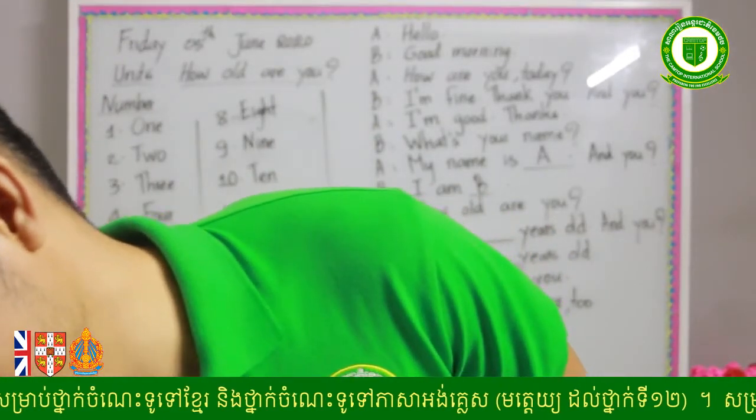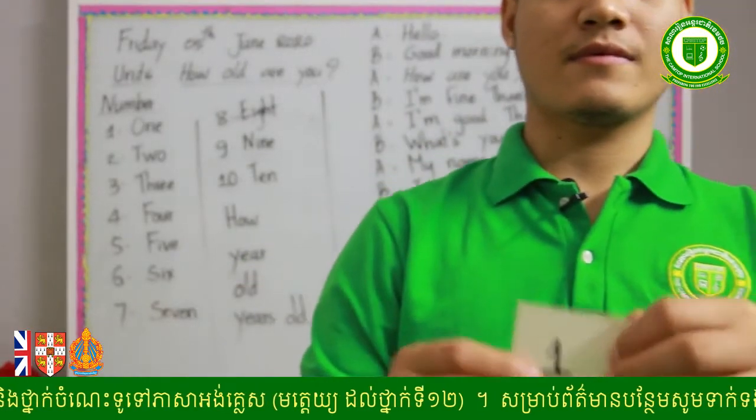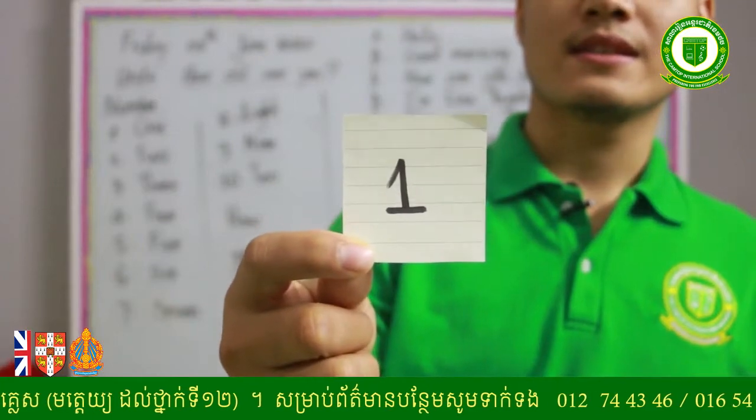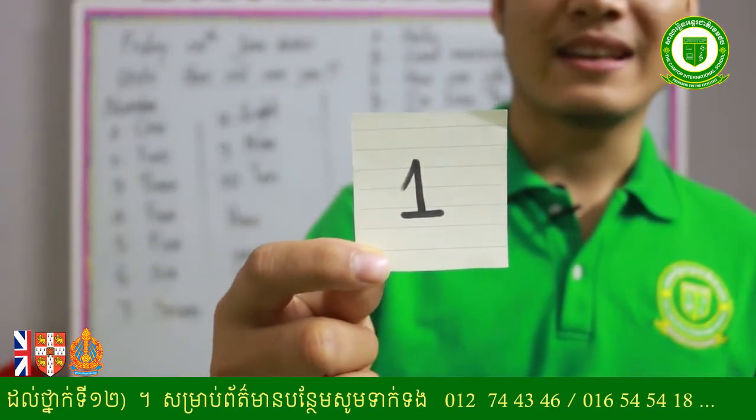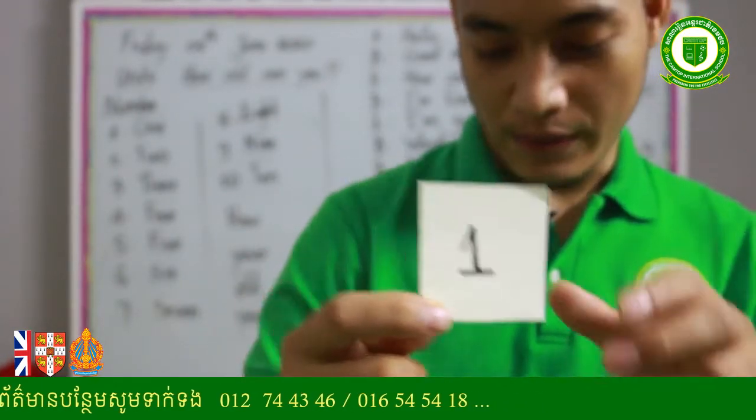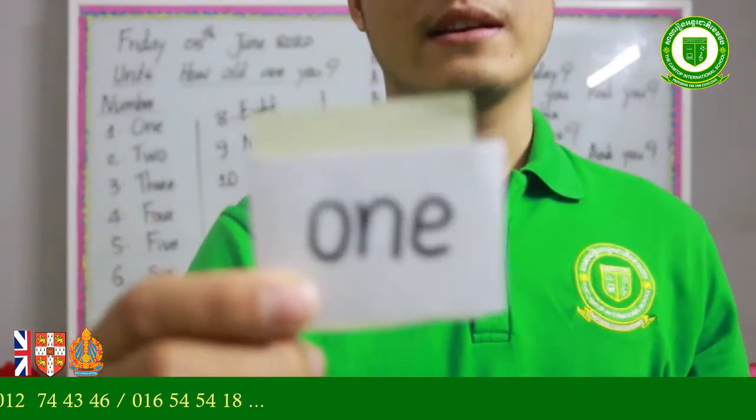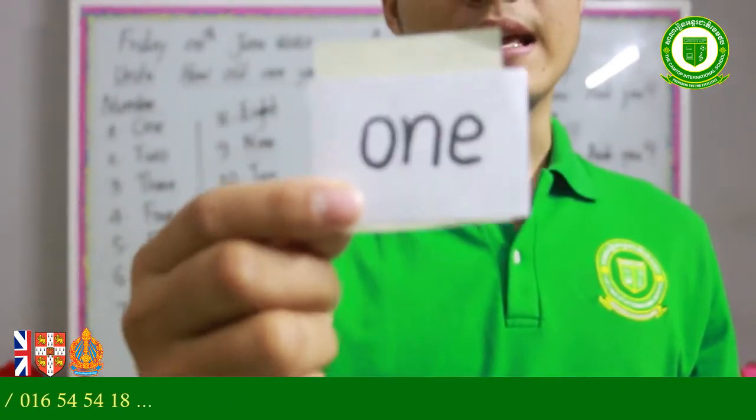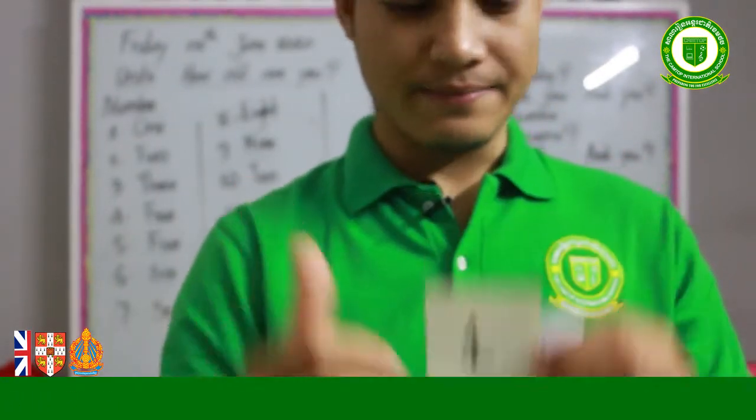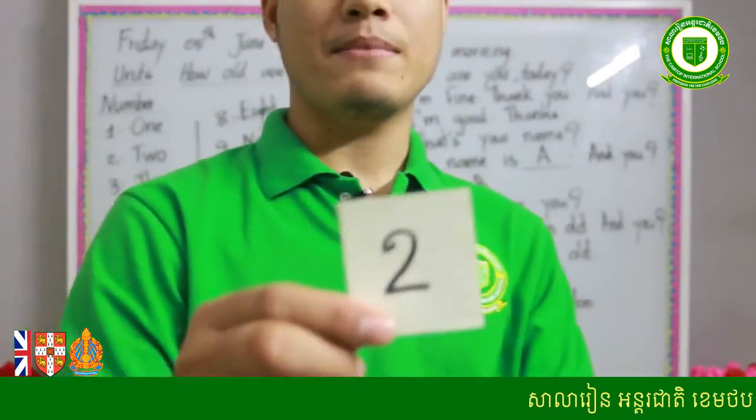The first one, please look at the number right here. Can you tell me what number is this? Number 1. Read together. 1. And here is the spelling of 1. How do you spell 1? O and E. So this one is 1. Good.